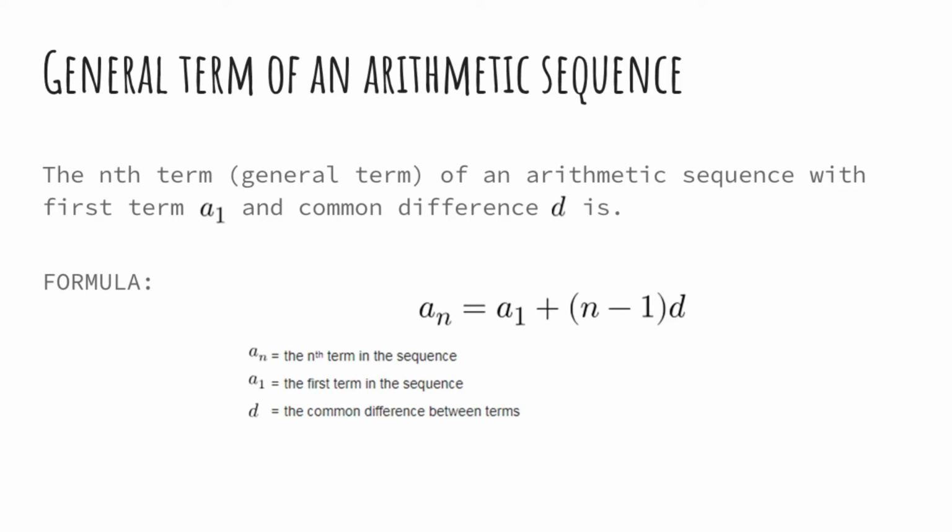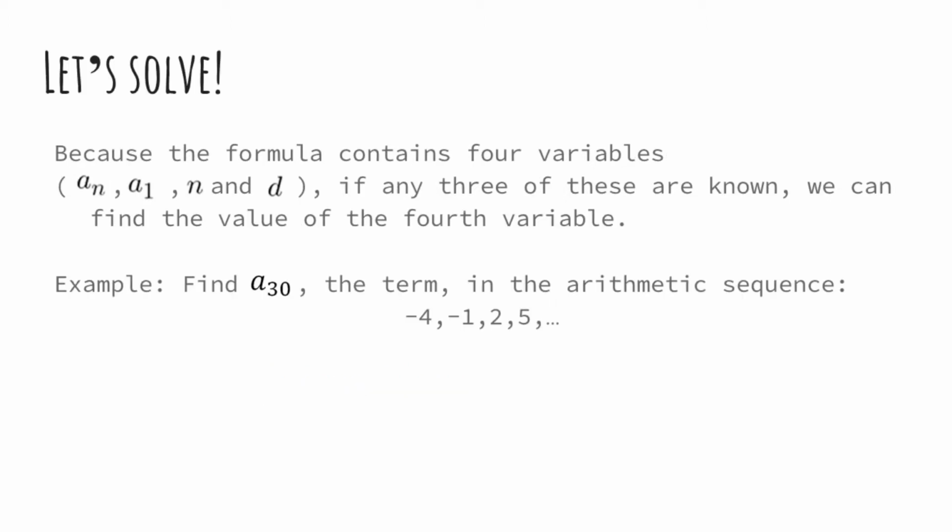Take note that n always denotes the nth term. So if you are looking for the first term, the value of your n is 1. If you are looking for the fourth term, the value of your n is 4. So let's try to solve. Because the formula contains 4 variables, which are a sub n, a sub 1, n, and d, if any 3 of these are known, we can find the value of the fourth variable or any nth term.